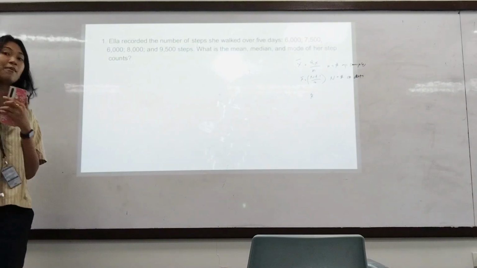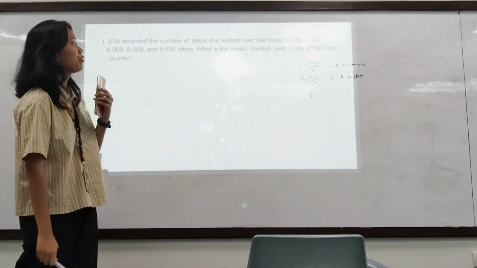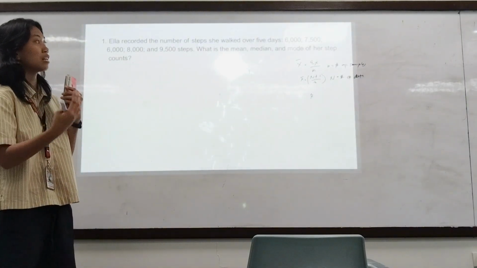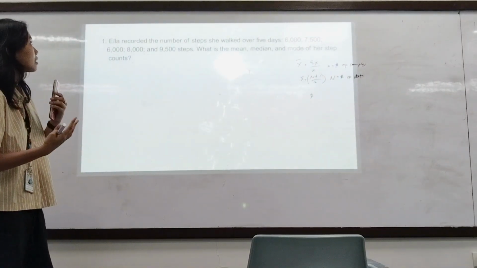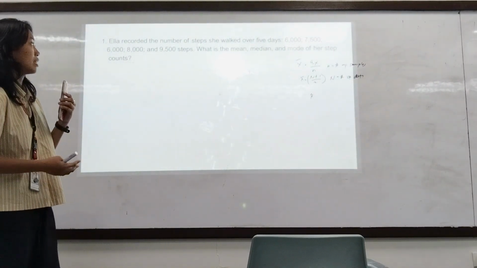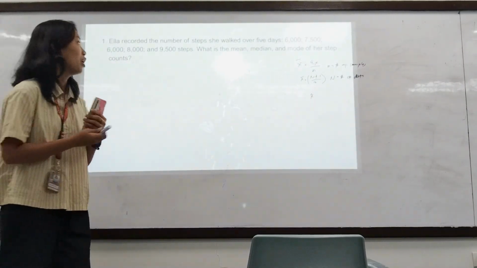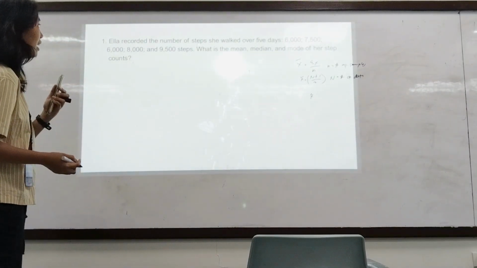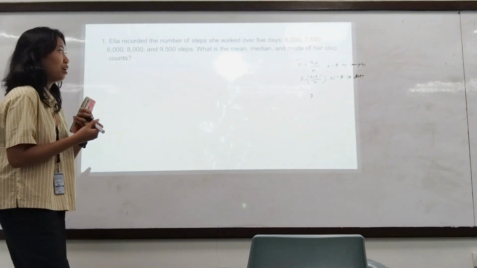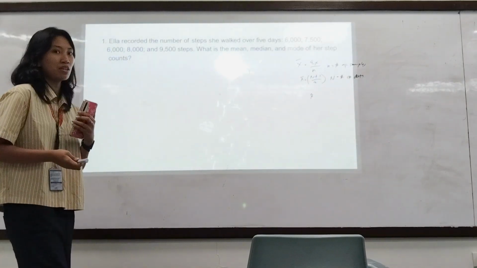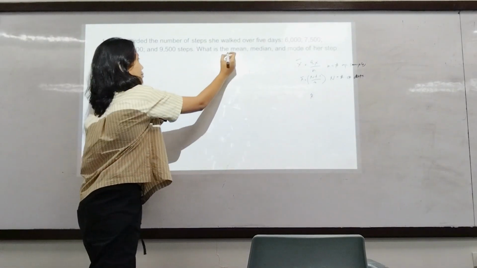Okay, so we have example number 1. Ella recorded the number of steps she walked over 5 days: 6,000 steps, 7,500 steps, 6,000 steps, 8,000 steps, and 9,500 steps. What is the mean, the median, and the mode of her step count? Ella kept data of her steps over the 5 days. So the first thing that we should look for is the mean.